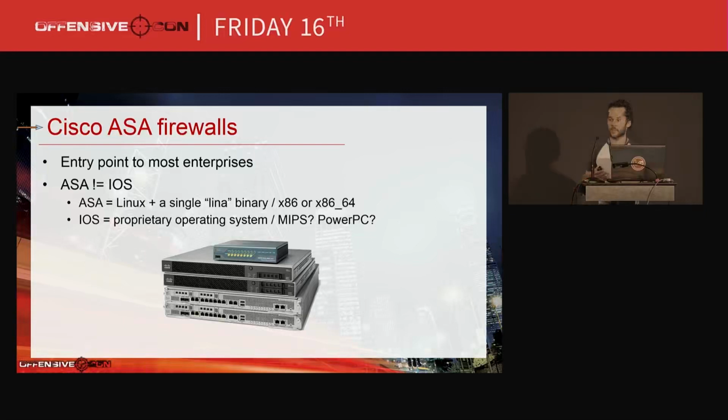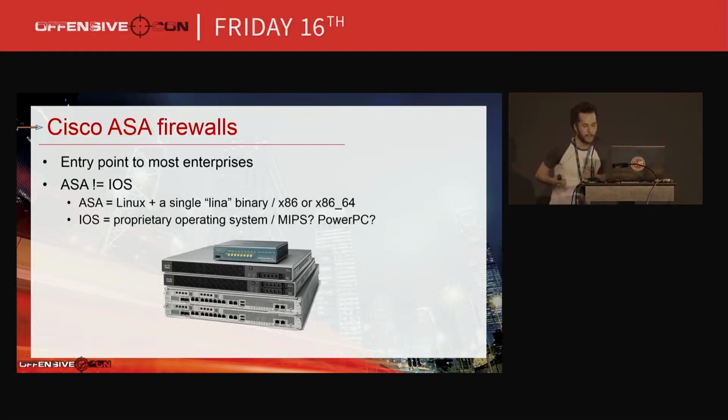ASA is Linux-based. So it's basically a normal Linux, with one single binary of 40 megabytes called Lina, and that contains everything. And because we're talking about a router, it contains the actual network stack, meaning on Linux you don't have any network; it's the actual Lina binary that gives you this network and does everything. It's also interesting to know that it's x86 or x86-64 equivalent. So if you're used to that on the desktop, that's what you have in this router.